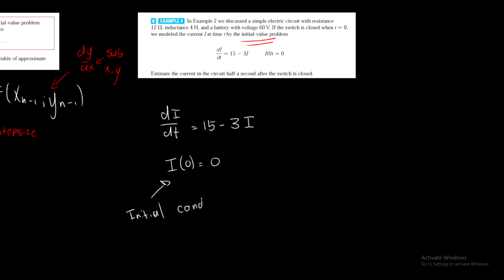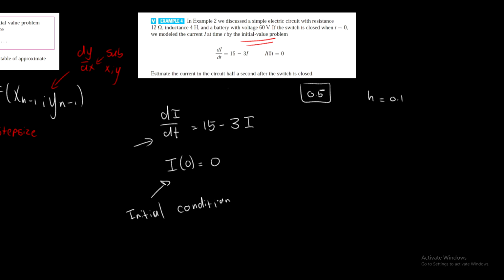So there's 2 things you need to spot here, or 3 things. You need to spot your initial condition, you need to spot your differential, and then you need to spot your step size. However, in this case the step size is not given, but we can logically deduce what a step size could be for this particular example. Okay, so estimate the current half a second after the switch is closed. So they want 0.5 because half a second is obviously 0.5. So to get the most accurate approximation, I'm going to use a step size of 0.1. So this is how our setup is going to look.